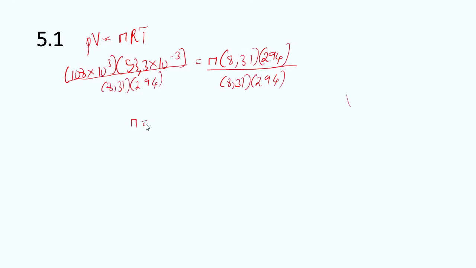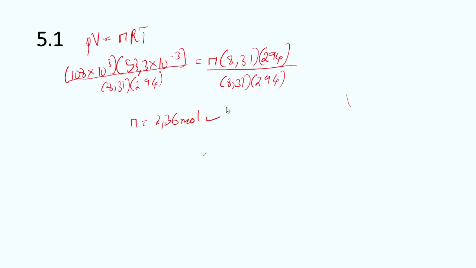Then we have this 108 times 10 to the exponent of 3. Then multiply that by 53.3 times 10 to the exponent of negative 3. Then divide by 8.31 times 294. This will give us number of moles of 2.36 mole, right?